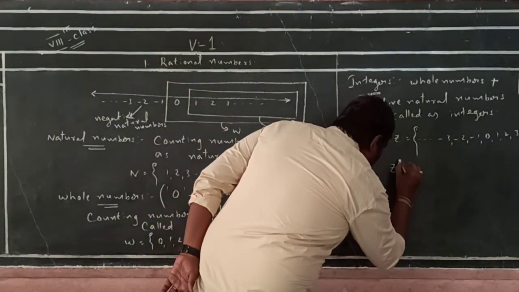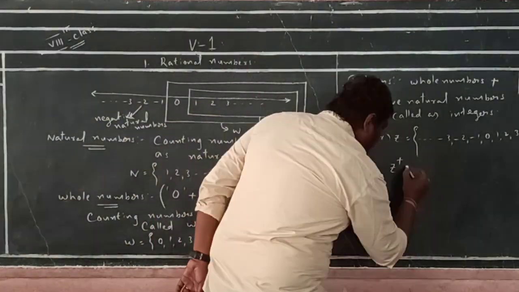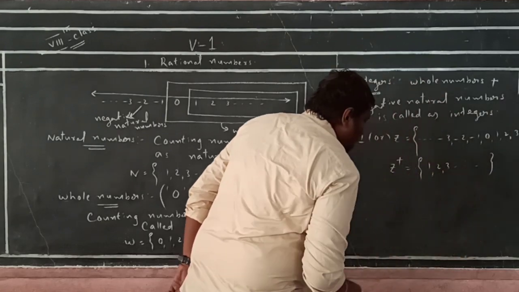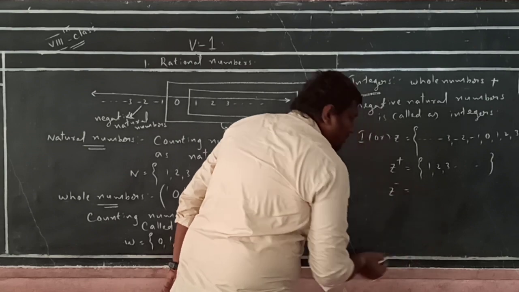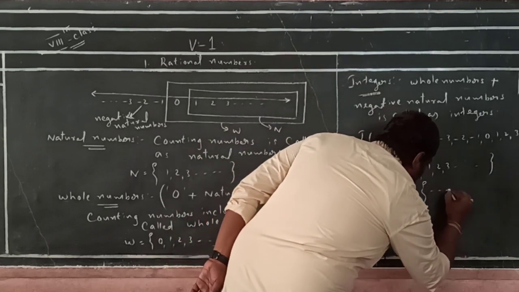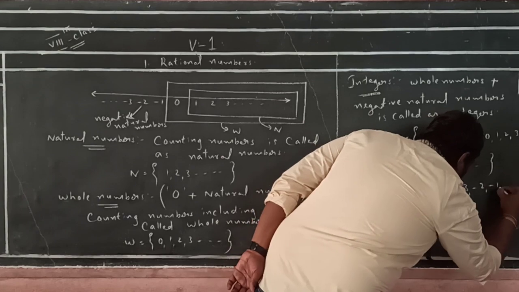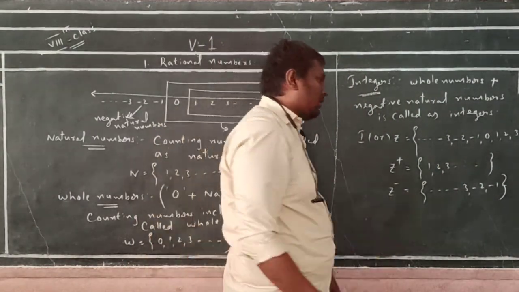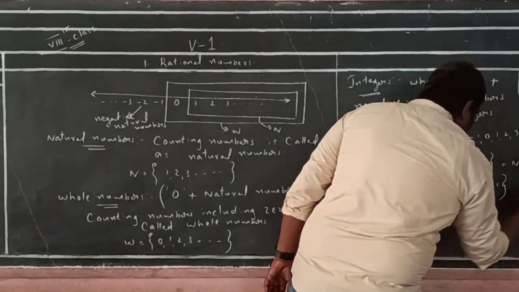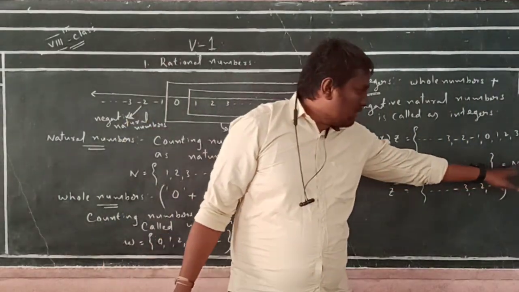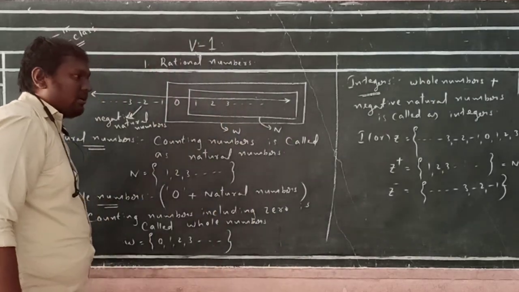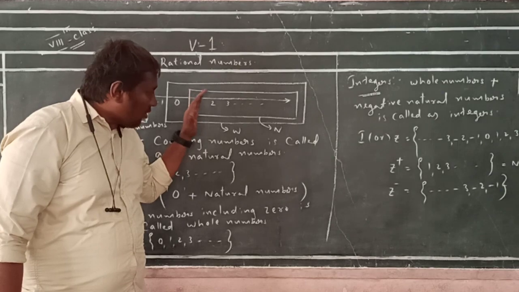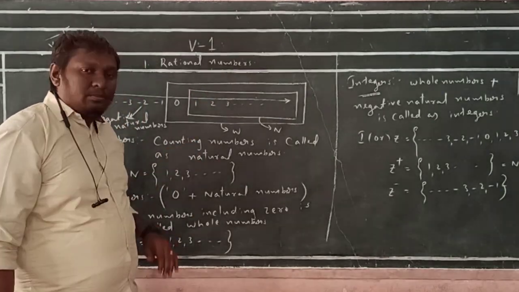Here positive integers. Here the negative integers. Okay, positive integers are named as natural numbers also. Okay, understand? Here the counting numbers are called natural numbers.